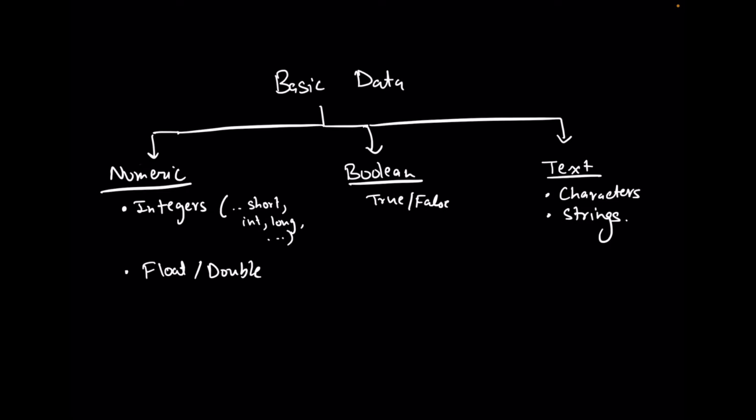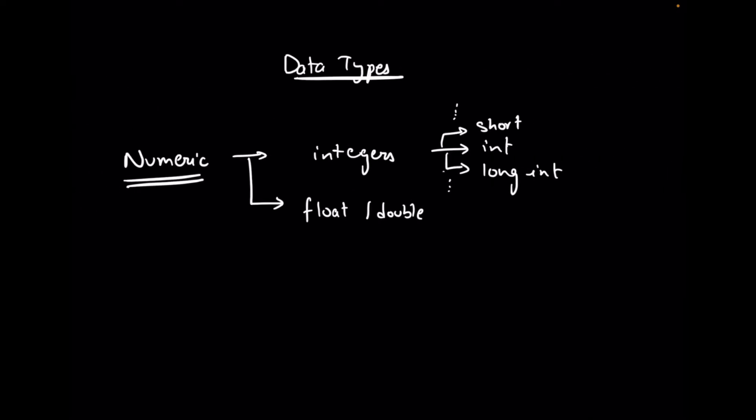The first one is numeric data, the second one is Boolean data, and the third one is text data. We'll be discussing these in detail now. So the numeric data type deals with numbers, all kinds of numbers. It is divided into two more data types. The first one is integers. So integers are numbers that do not have any decimals. For example, 32 or minus 256. These numbers would be integers.